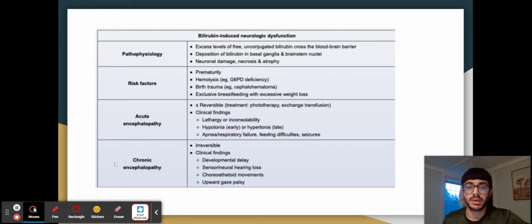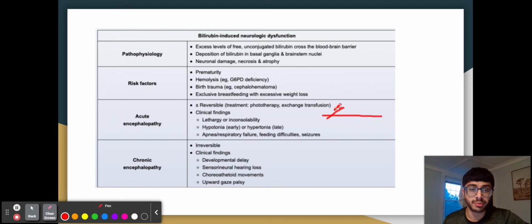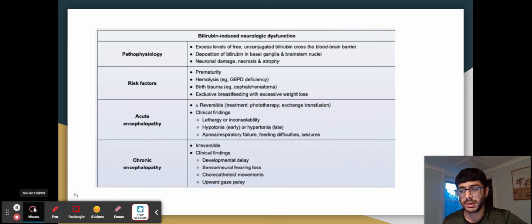Okay, next. So why I put this here is notice how there's hypotonia here and hypertonia here, and know how to recognize them. Yeah, I'm not going to go into it. You can pause and read this.